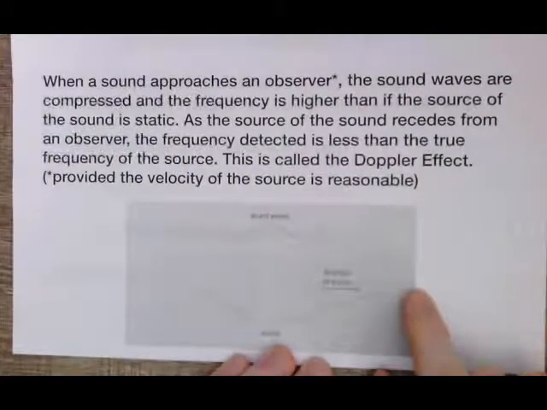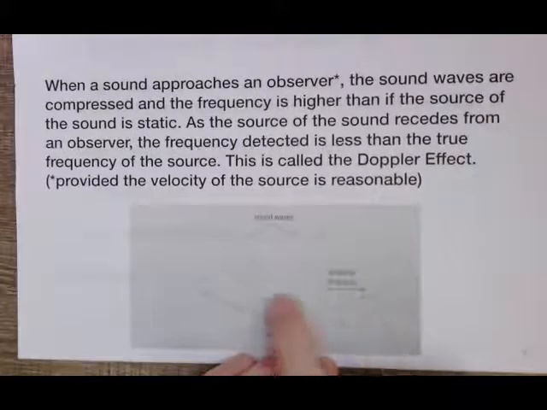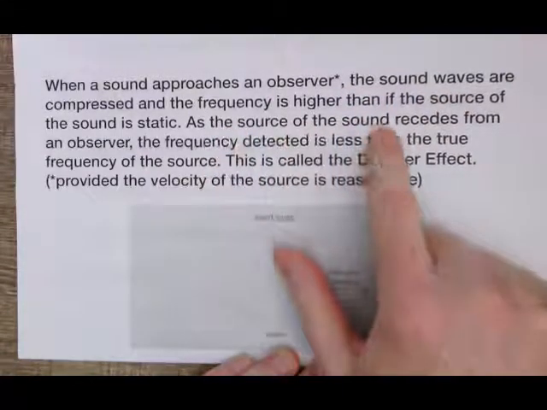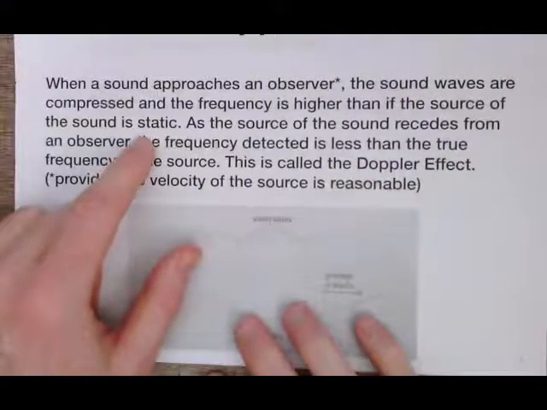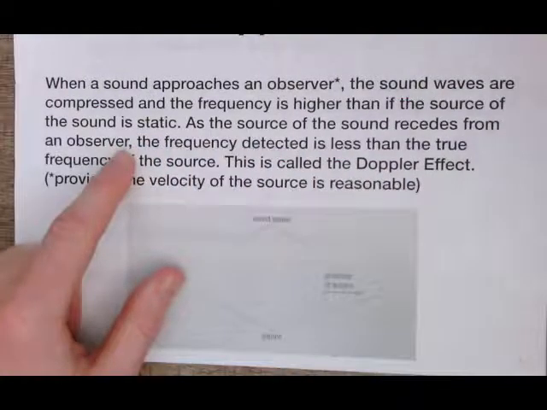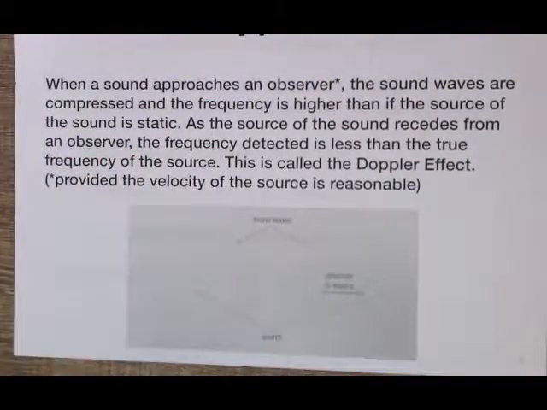When they approach, the sound waves are compressed. As they leave, the sound waves are spread out. So that's what it says here. The sound waves are compressed and the frequency is higher than if the source of the sound is static. As the source of the sound recedes from an observer, so as it's moving away from you as opposed to approaching, the frequency detected is less than the true frequency of the source. This is called the Doppler effect.